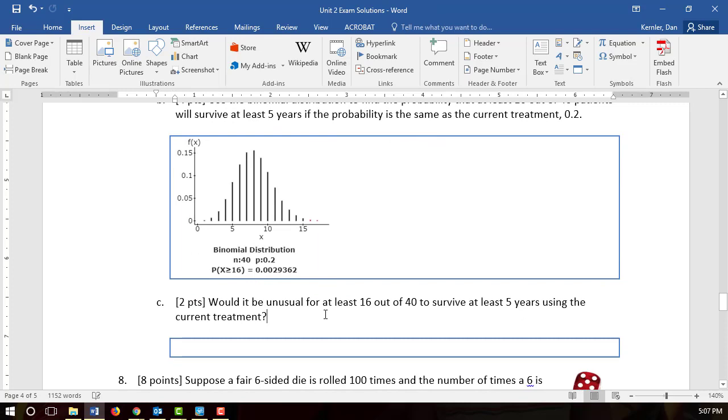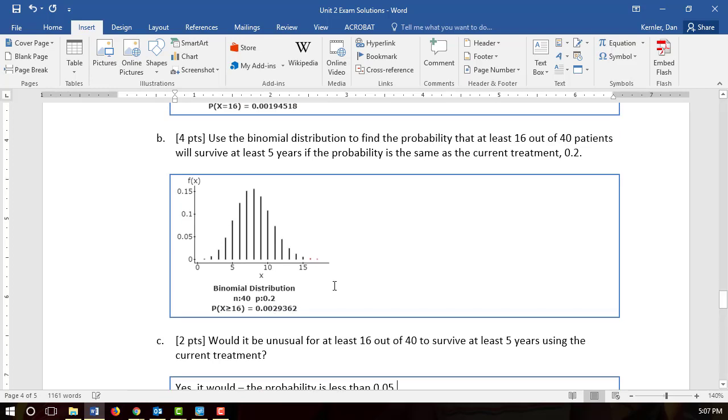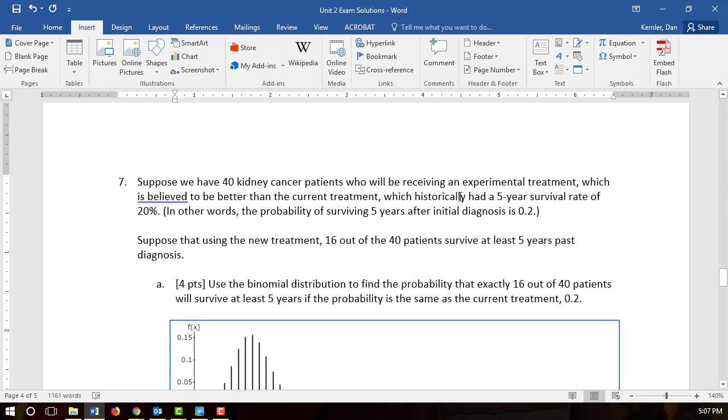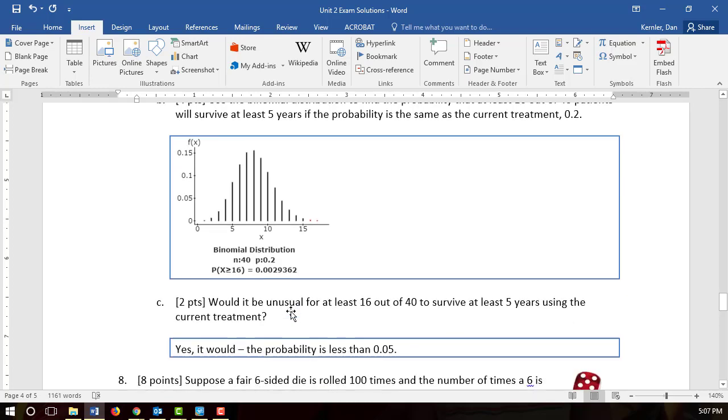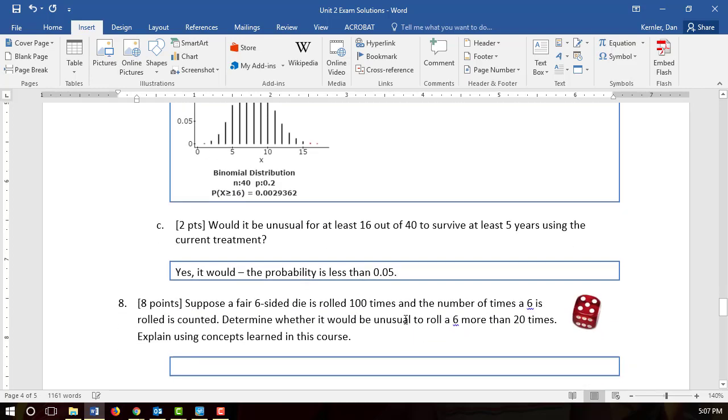All right. So now the question is, would it be unusual for at least 16 out of 40 to survive at least 5 years using the current treatment? Yes, it would, because that probability is less than 0.05. Right now the 5-year survival rate is 20%. Out of 40 you'd expect 8, right? So the probability of getting 16 or more is less than 1%. It's like less than 0.3%. So that's very unusual. That would be unusual if that were to happen with the current treatment.